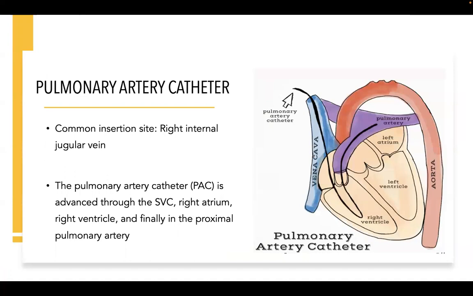Because the right internal jugular vein is a direct route to the right heart chambers, it is a common insertion site for pulmonary artery catheters. When placing a pulmonary artery catheter, the practitioner advances the catheter through the right internal jugular vein, through the superior vena cava, the right atrium, the right ventricle, and finally into the pulmonary arteries.